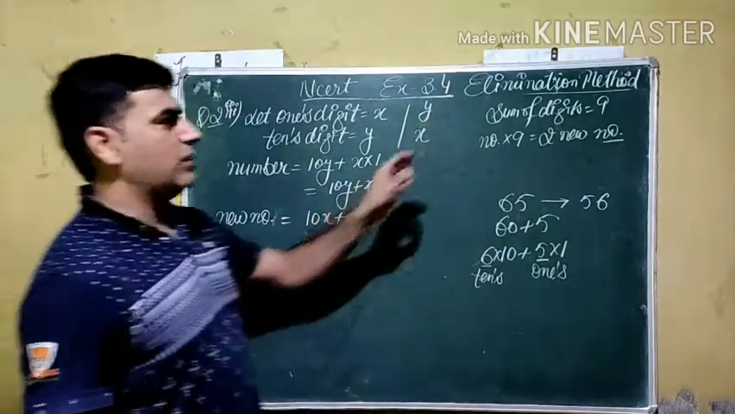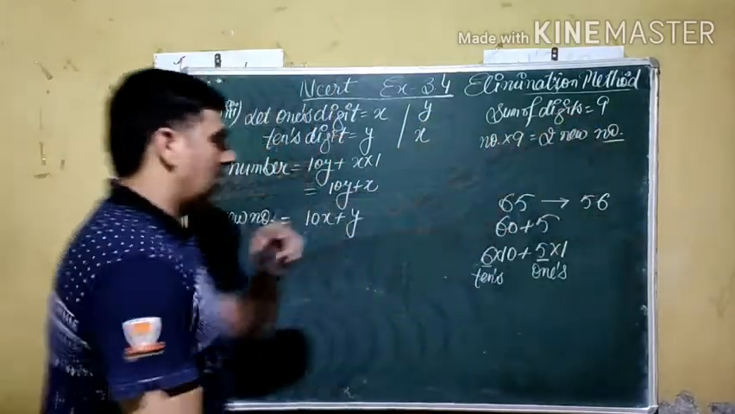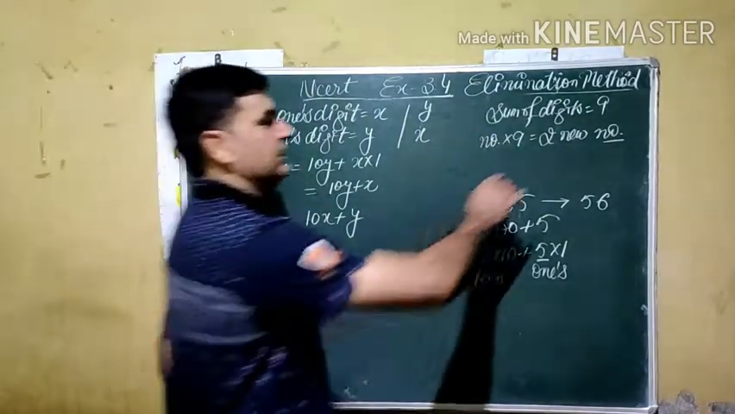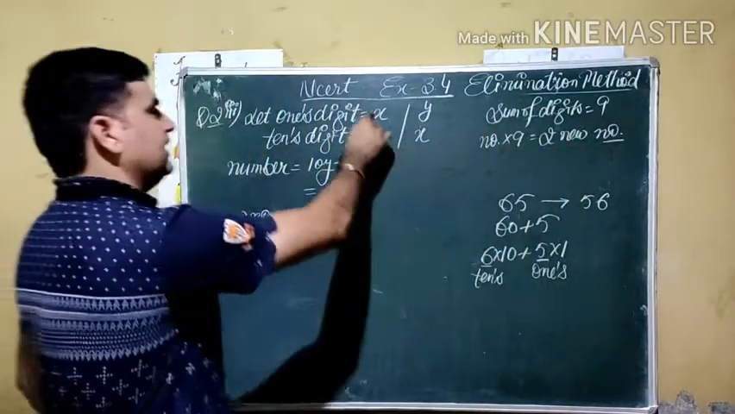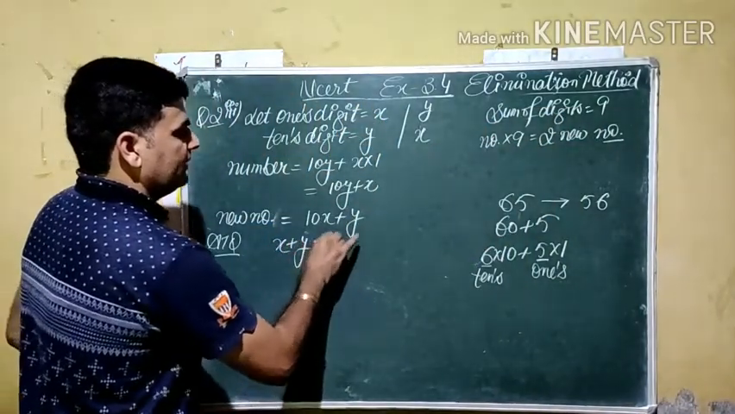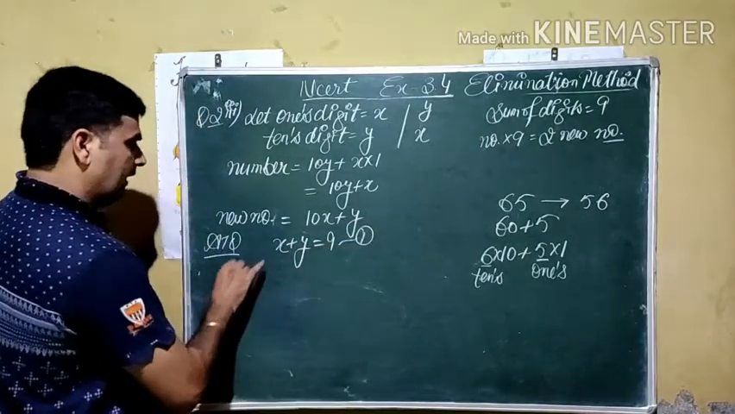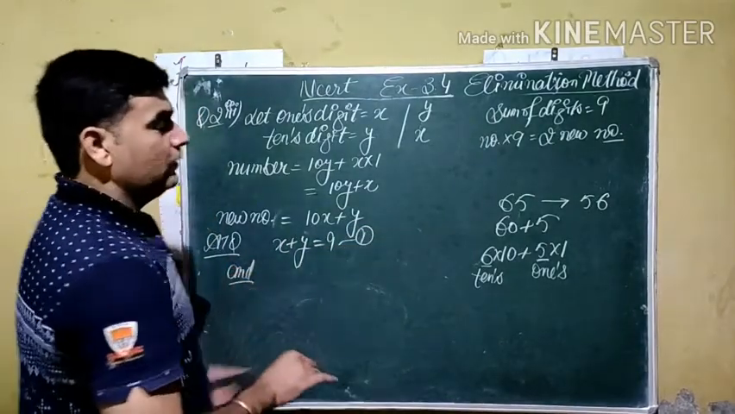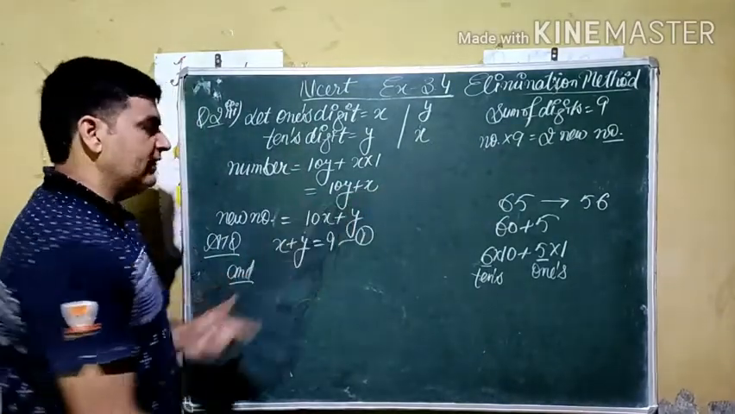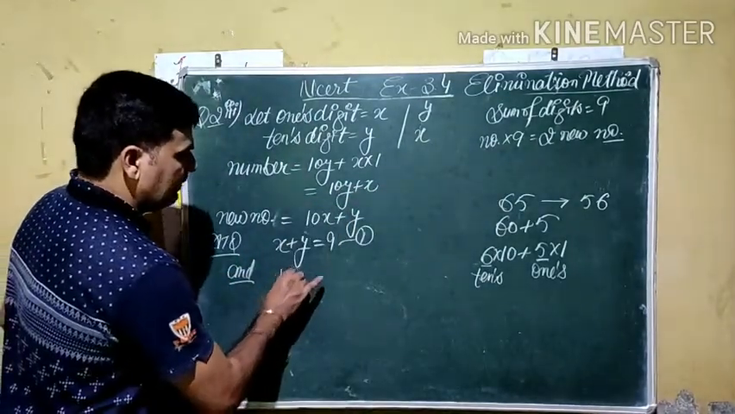Now we are coming to the given conditions. According to the question, the sum of the digits of the two-digit number is 9. The digits are originally x and y. Their sum is 9. This is the first condition. The second condition is that the original number multiplied by 9. This is the original number we got initially. This value is multiplied by 9.